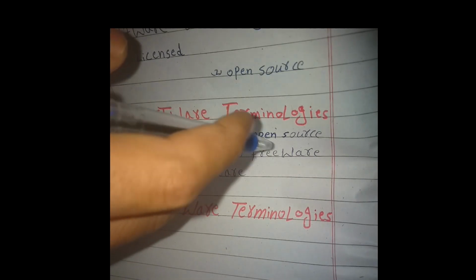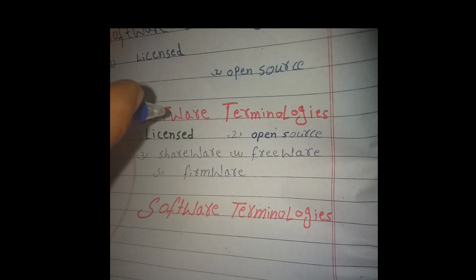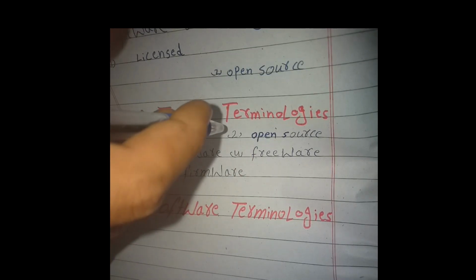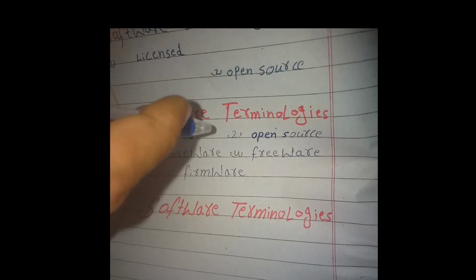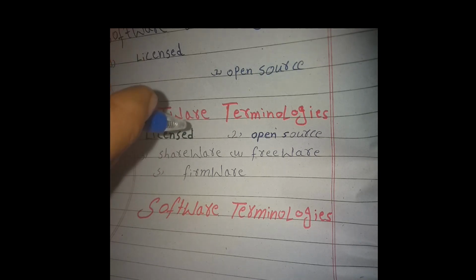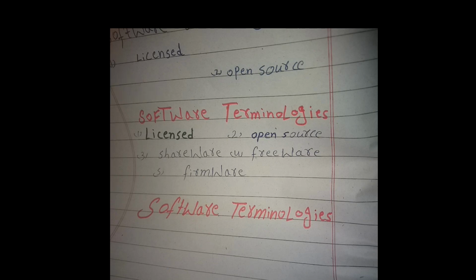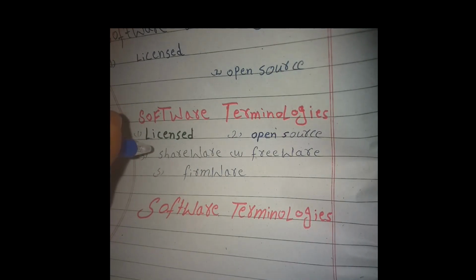Second, open source software. What is open source software? Computer software whose source code is also available to the user. Its license allows the user to study, change, improve, and at times also distribute the software. Such software is often developed in a public manner. Examples include the Linux operating system, where the source code is provided.